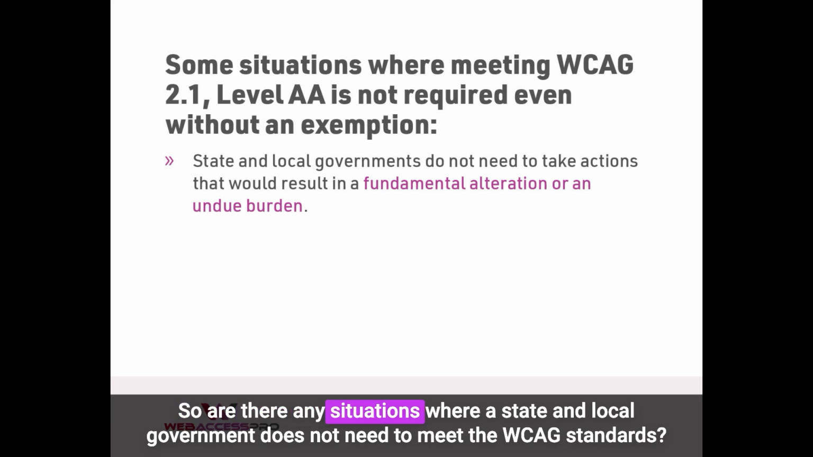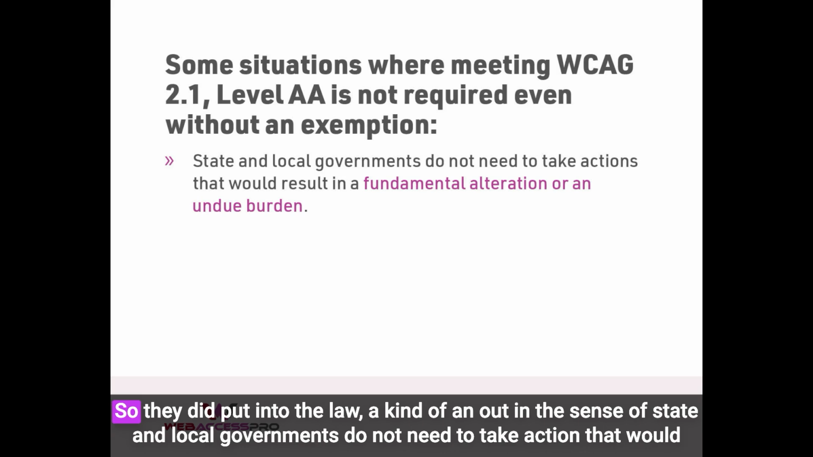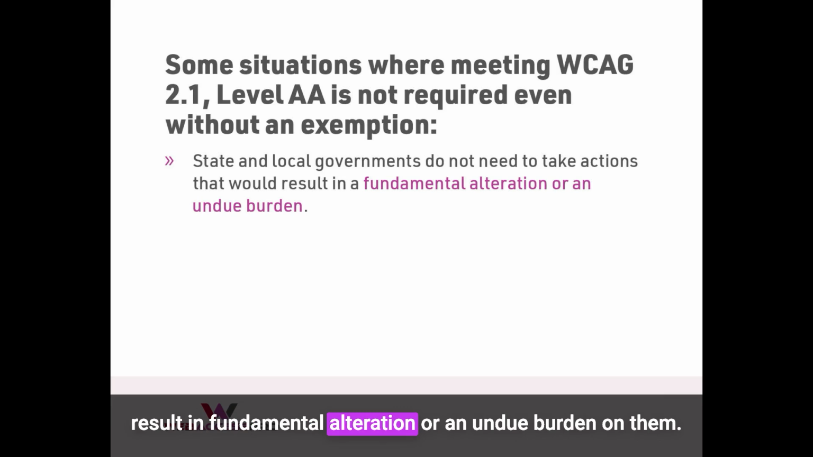So are there any situations where a state and local government does not need to meet the WCAG 2.1 level AA requirement, even if the content doesn't fall under any of the exemptions? So they did put into the law a kind of an out, in the sense of state and local governments do not need to take action that would result in fundamental alteration or an undue burden on them.